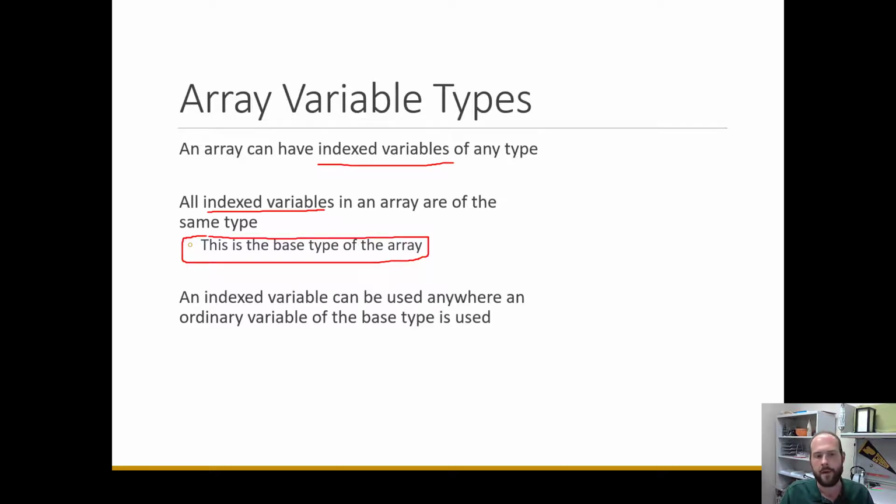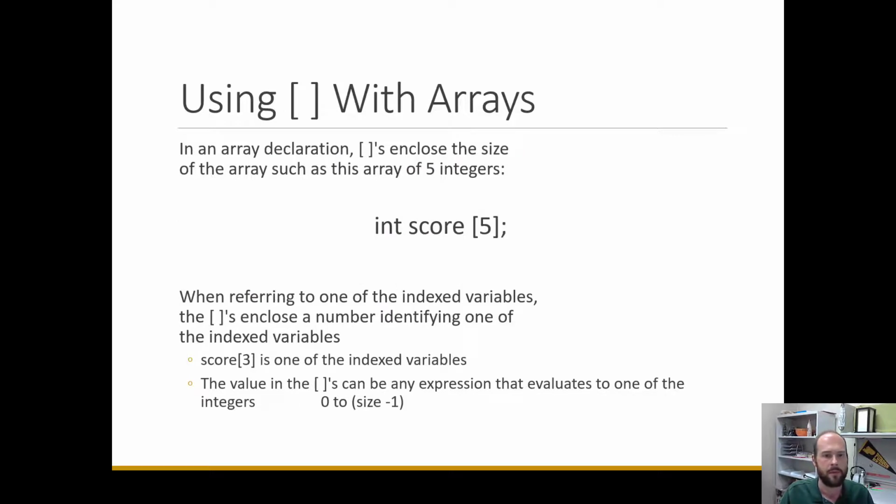And you can use an indexed variable anywhere that you would use a regular variable. So if you created this array called score with 5 elements, they would all have the type integer. And then to use them like a variable, you just put the number of the index. So if you wanted to use score like a variable and you want the information at index number 3, the element under index 3, that's how you access that.